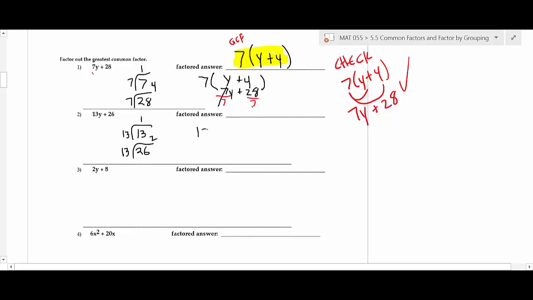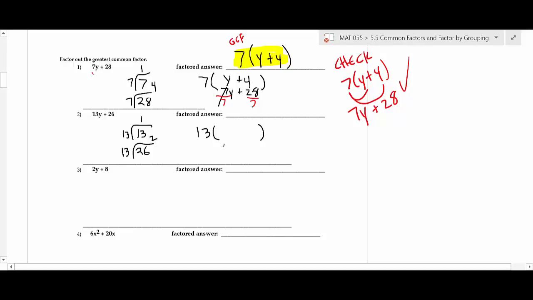Step 2 would be write the 13 and write a blank parenthesis like this, okay? Now this time try to do it in your head. This is your ultimate goal, to do it in your head. What do you multiply 13 by to get 13y? Y. Okay, what do you multiply 13 by to get 26? 2. So you can do it that way if you want to. You can just do it in your head.